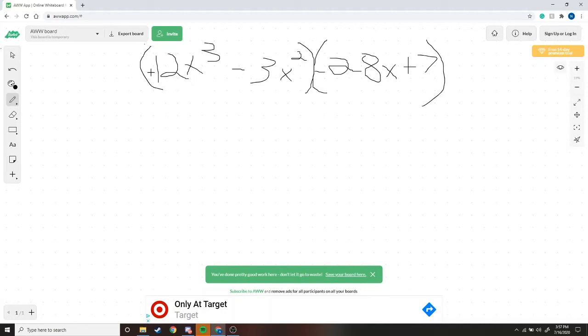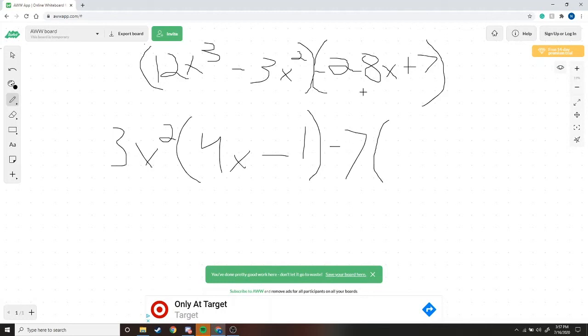Here we can see that these two have a common factor and these two have a common factor. The common factor between 12x cubed and minus 3x squared is 3x squared. What times 3x squared is equal to 12x cubed? Well, it's just 4x. And then what times 3x squared is equal to minus 3x squared? It's just minus 1. Now you want to find the greatest common factor on this side. We're going to find out the greatest common factor is minus 7.